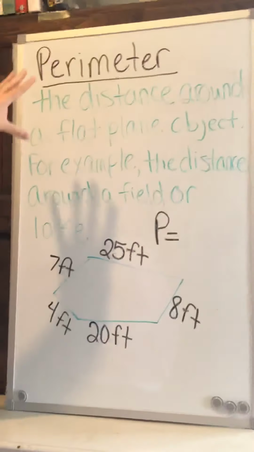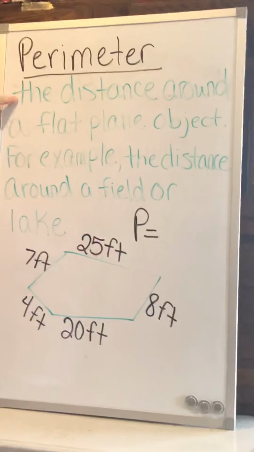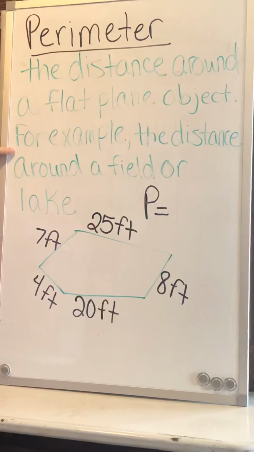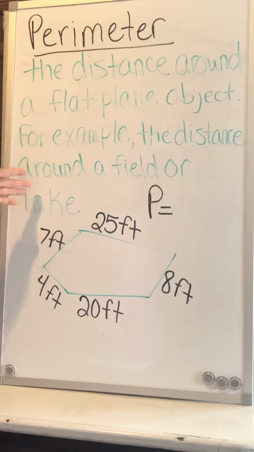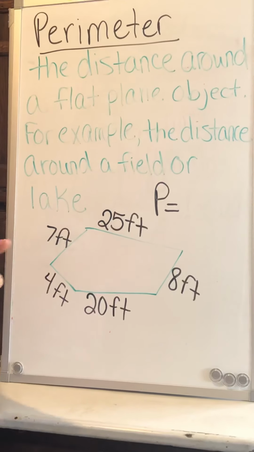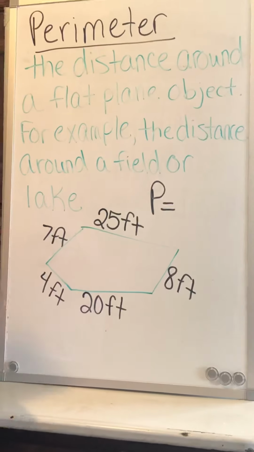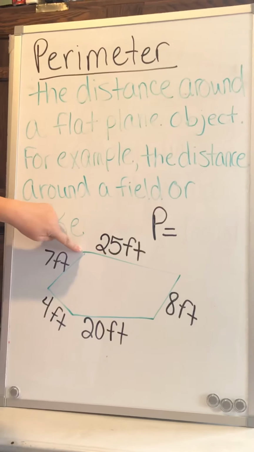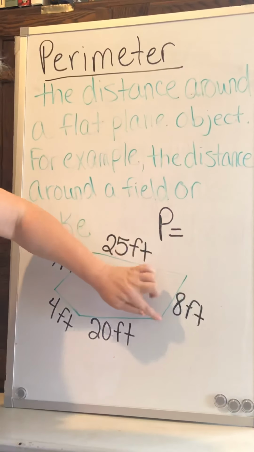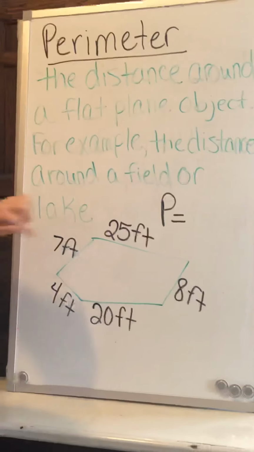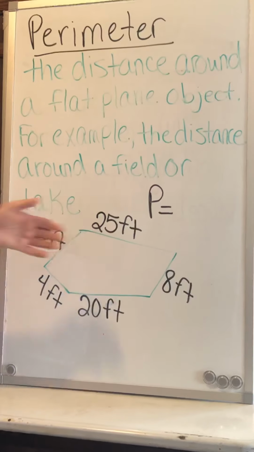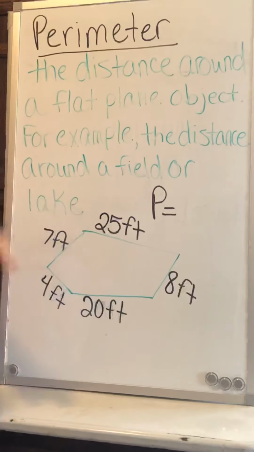So what is perimeter? What does that mean? Well, it's the distance around a flat plane object. For example, if you go for a walk around a field or maybe a lake, and it's got a certain shape of some kind, instead of maybe an oval or circle, let's just say it has sides like this. Maybe you start right here and walk all the way around this lake. In order to find the perimeter, because it's just the distance, you add up all these pieces.